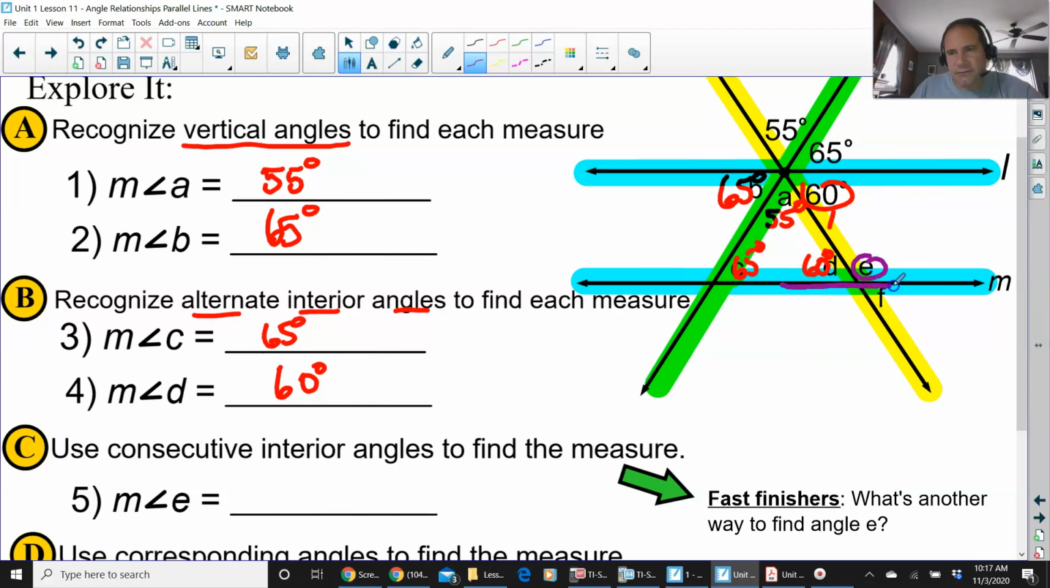Consecutive interior angles are the same thing as, in this case, supplementary. Consecutive just means in a row. It's two in a row, consecutive. Supplementary, it's a straight line and it equals 180 degrees. So if D is 60, E is what? I'm just going to do 180 minus 60. E is 120.